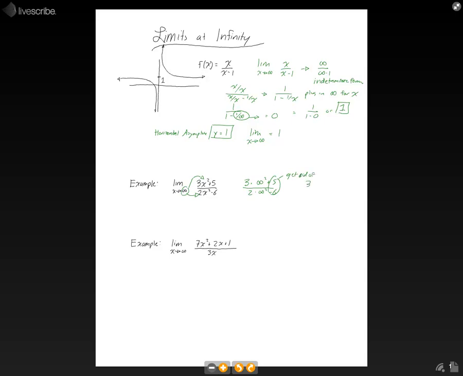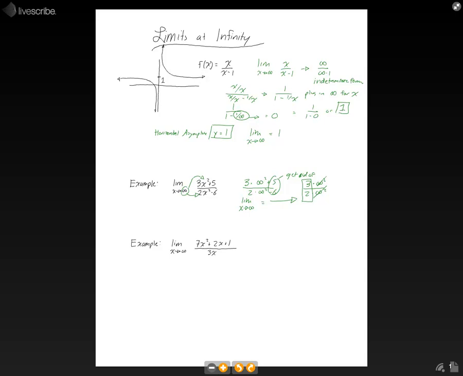And we'll say that we have a 3 times infinity squared over a 2 times infinity squared. Now, we can cancel the infinity squareds on the top and bottom, because we're allowed to do that now, and just take a look at the coefficients. So now we have the limit as x approaches infinity is equal to 3/2.